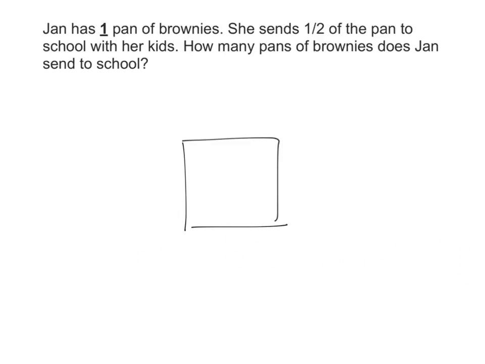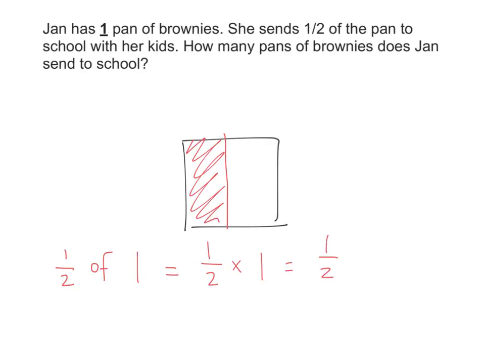Jan now has only 1 pan of brownies, so I just drew 1 pan. She sends half of those pans to school with her kids. How many pans of brownies does she send? Well, this time if I only have 1, how can I draw a line to divide that into 2 equal groups? I can just draw a line down the middle. And she sends this part to school. So this time I'm finding 1/2 of how many? 1/2 of 1, which equals 1/2 times 1, which equals half a pan. So in this case, she would only send half a pan to school.